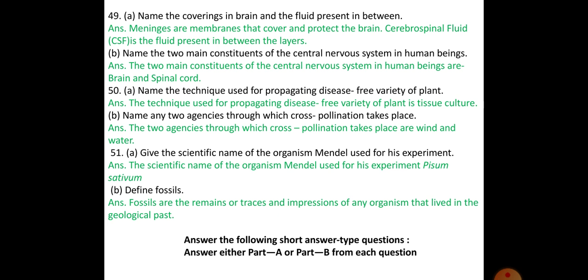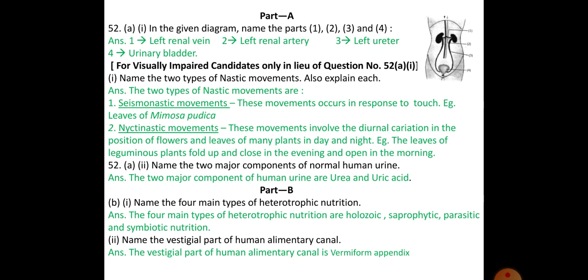Define fossils. Fossils are the remains or traces and impressions of organisms that lived in the geological past. In the given diagram, name the parts 1, 2, 3 and 4. Here 1 refers to left renal vein, 2 refers to left renal artery, 3 refers to left ureter, and 4 refers to urinary bladder.